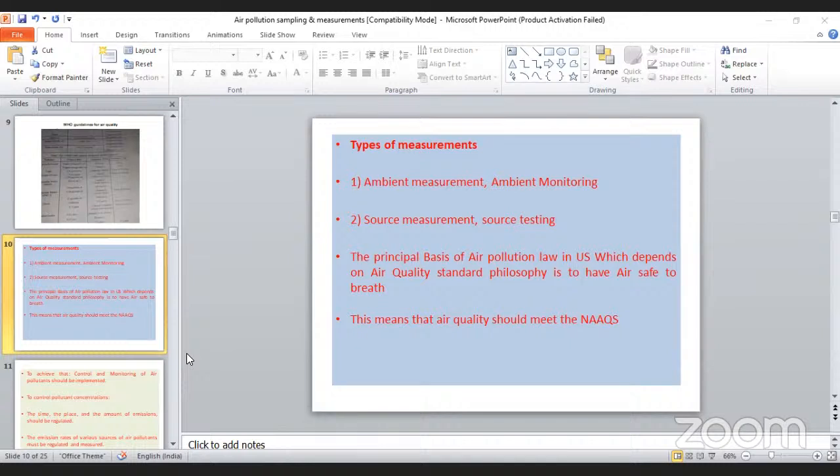Okay. And the particulate sampling, actually it is not in sequence, it became zigzag. When we are doing this study, the principal basis of air pollution law in the US, which depends on air quality standard philosophy, is to have air safe to breathe. The purpose of that study is for air to be safe to breathe for living things. This means that the air quality should meet the national ambient air quality standard.